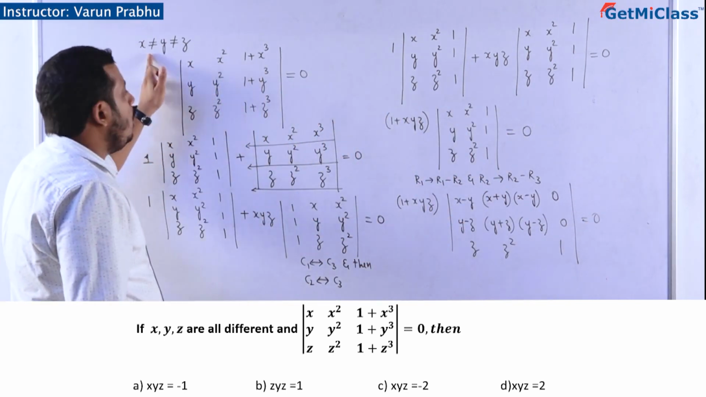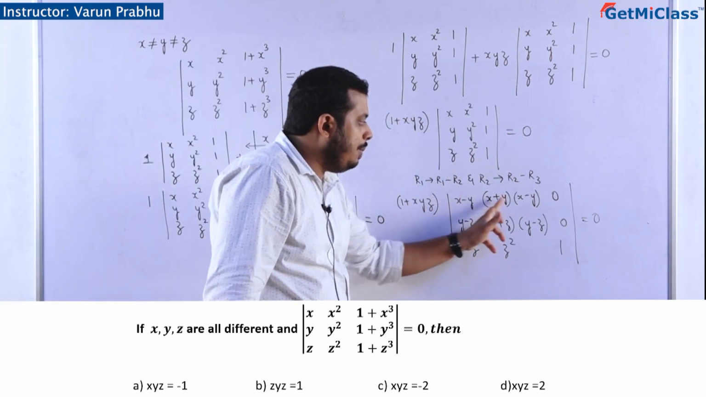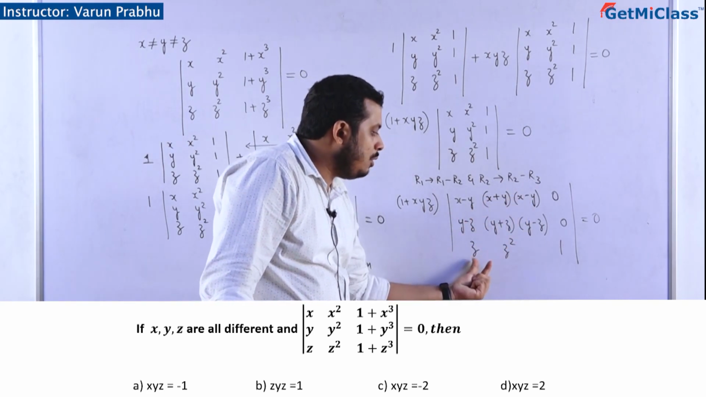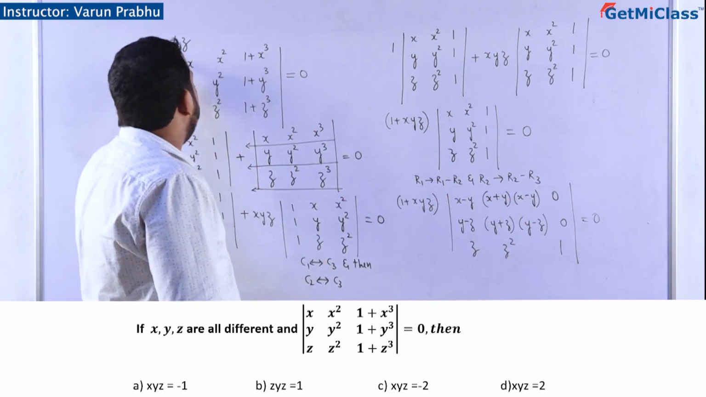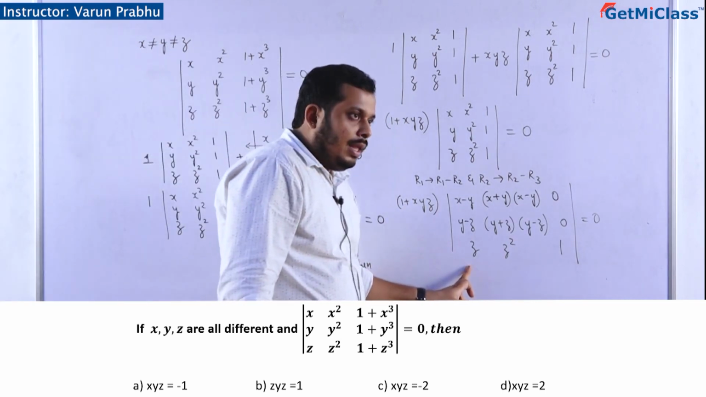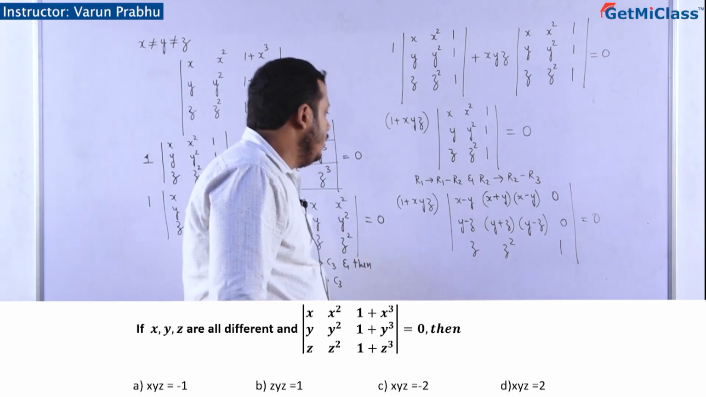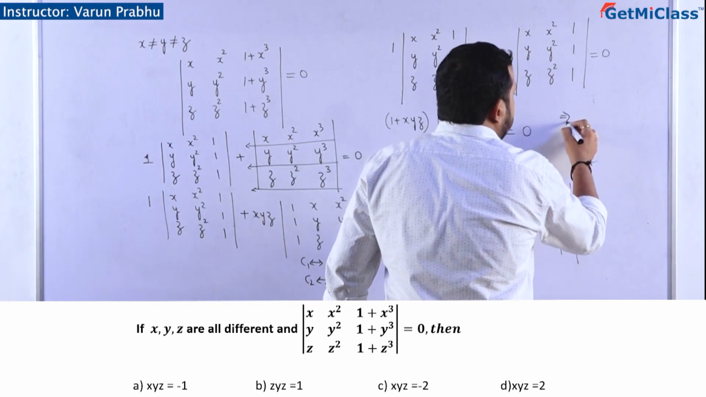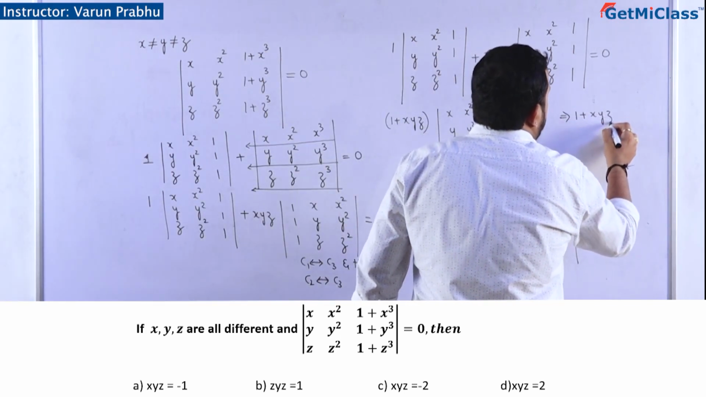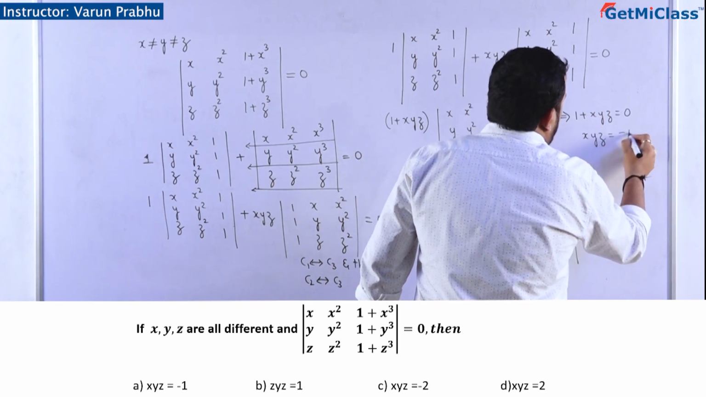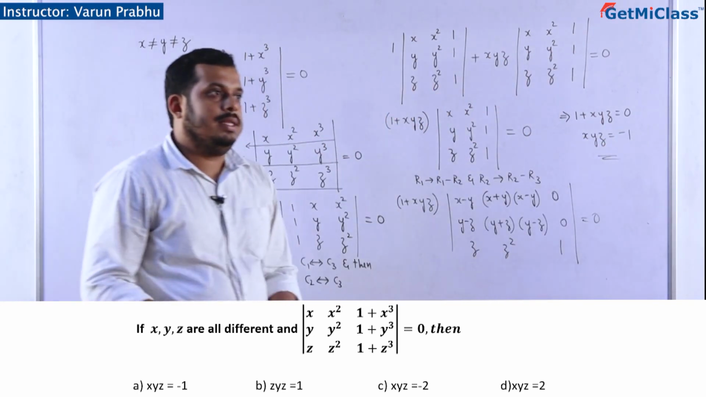Because x, y, z are not equal, this value will not become equal to 0. X minus y can't become 0, y minus z can't become 0. X, y, z are not equal. Even if z becomes 0, 0, 0, 1 is not contributing to make the determinant 0. So it is understood and implied that 1 plus x, y, z is equal to 0. So can you tell me what is the answer that we get? X, y, z is equal to minus 1 is the answer.